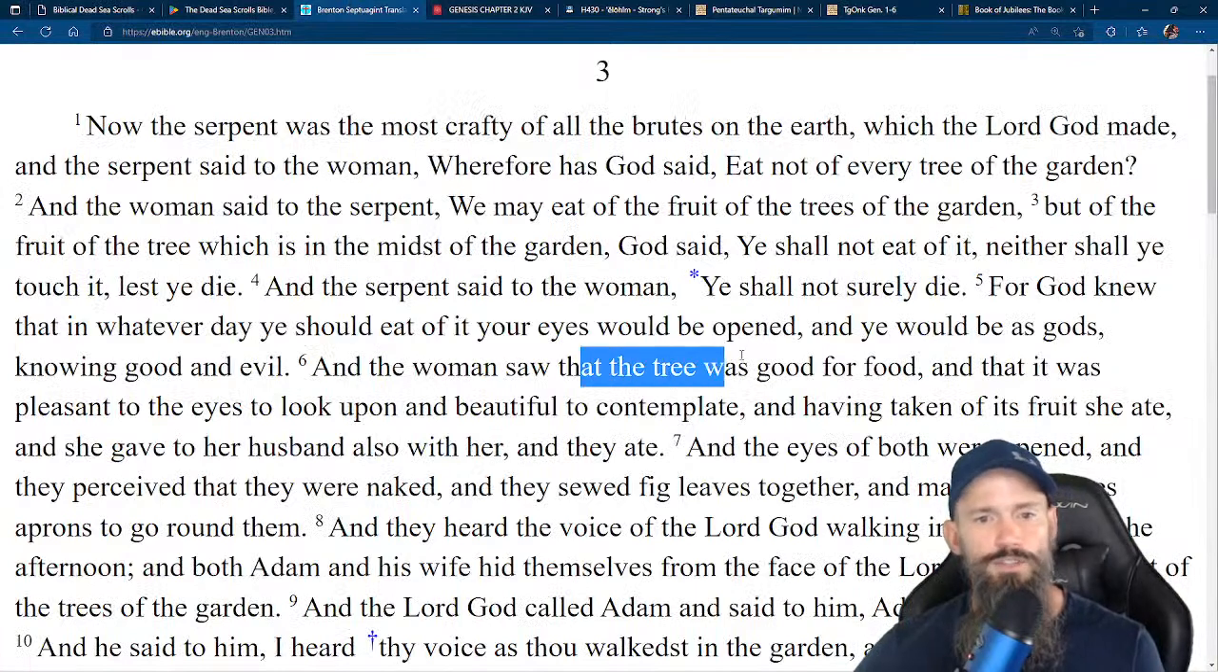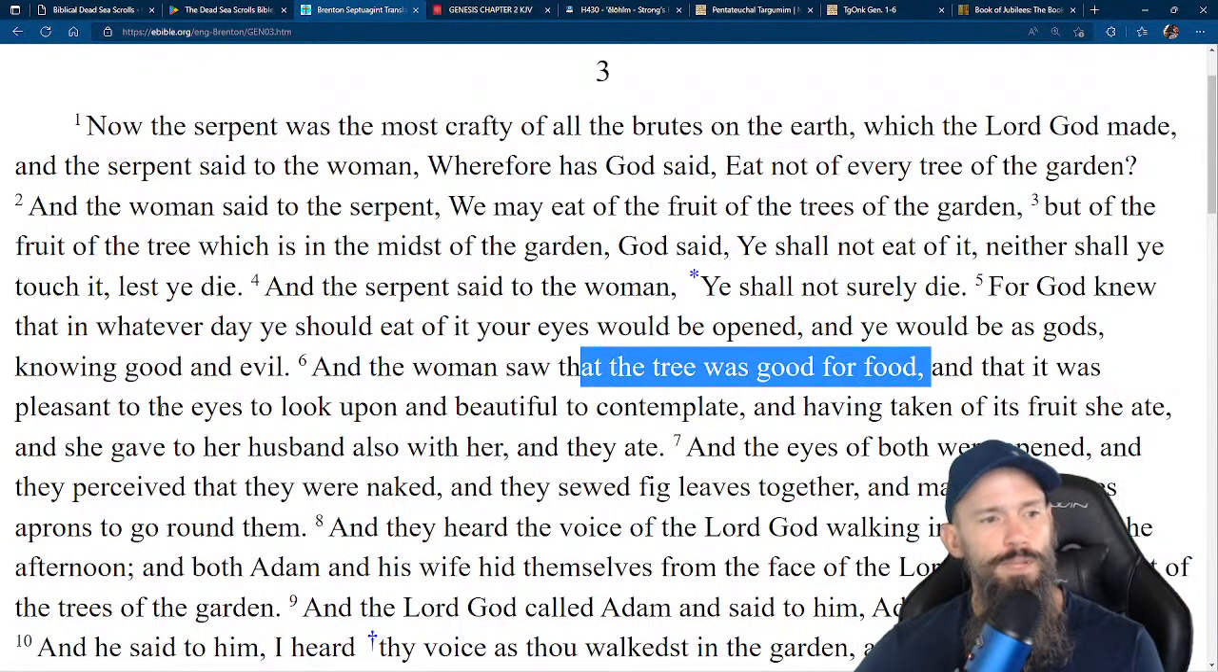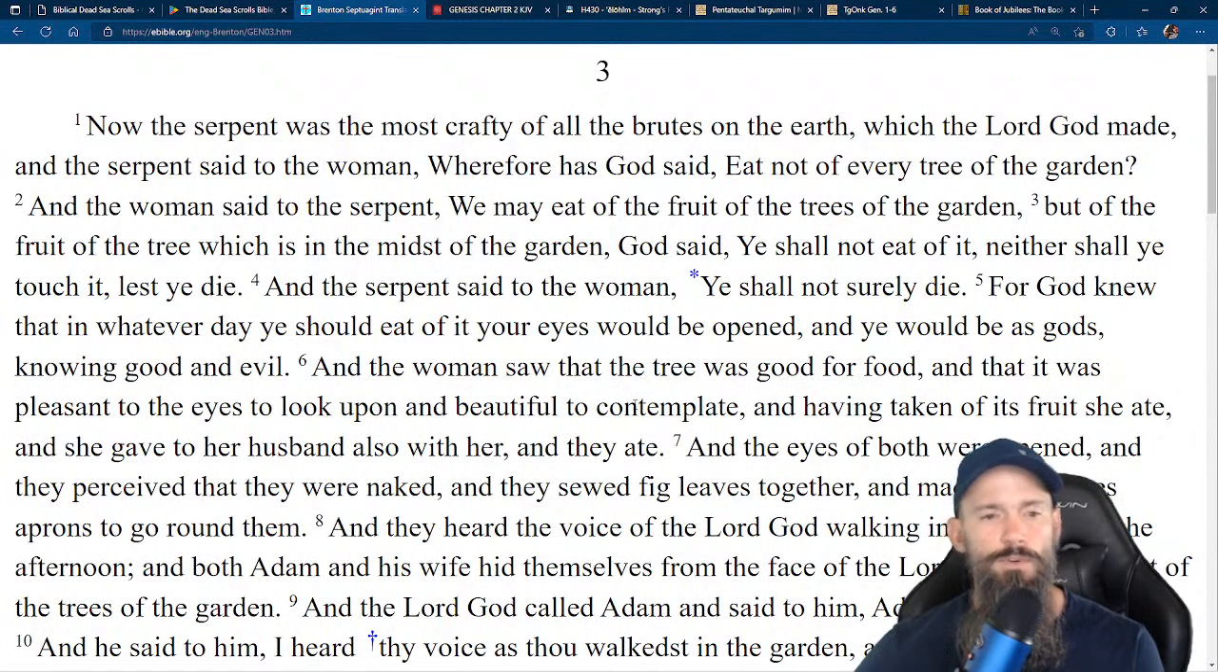And the woman saw that the tree was good for food, and that it was pleasant to the eyes to look upon, and beautiful to contemplate. And having taken of its fruit, she ate, and she gave to her husband also with her, and they ate. And the eyes of both were open, and they perceived that they were naked. And they sewed fig leaves together, and made themselves aprons to go round them.